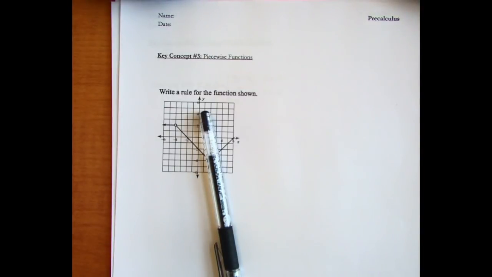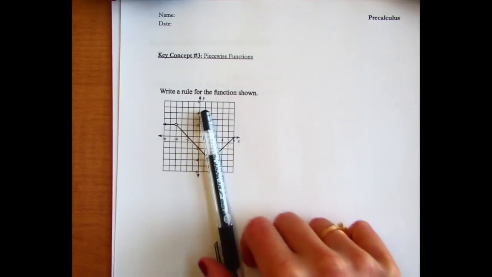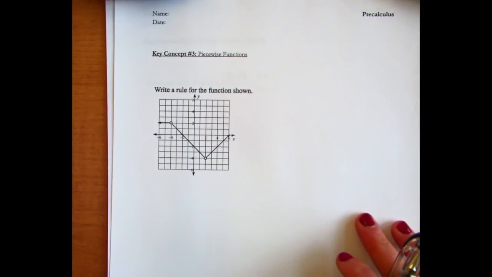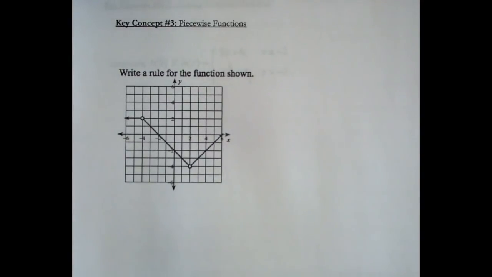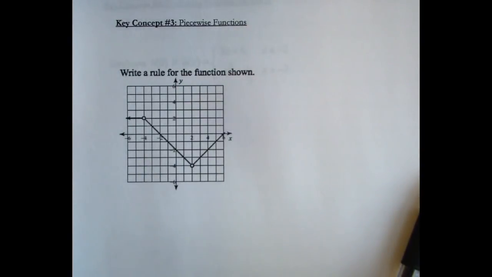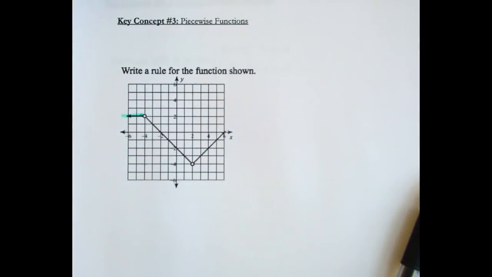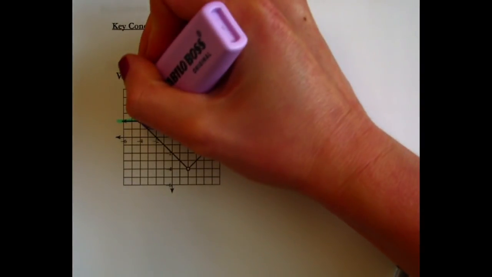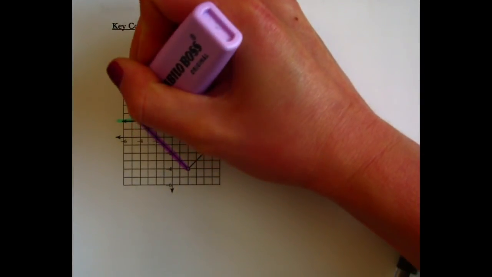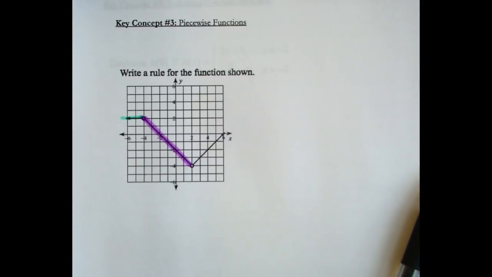Hi, this is part 2 of filling out your study guide, key concepts number 3 and 4. So number 3 is all about writing rules or equations for functions, for piecewise functions. Okay, so I am going to color code this so we can clearly see the 3 pieces of this piecewise function. We have a horizontal line here, some sort of negative linear function here, and then finally a positive linear function.